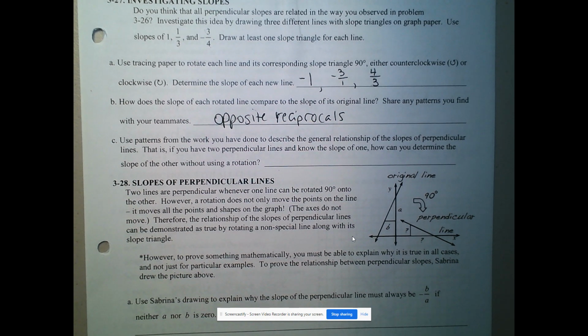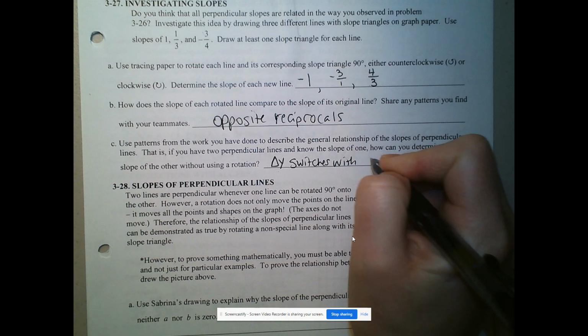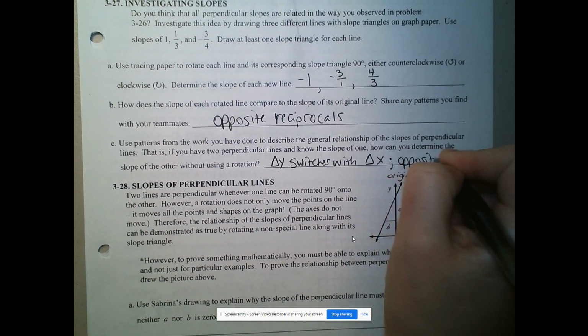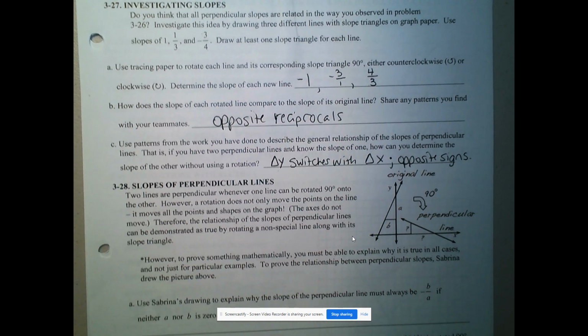Use patterns from the work you've done to describe the general relationship of the slopes. It is a little redundant. The answer to this one is still opposite reciprocals. You can say that the change in y switches with the change in x, opposite signs. It still means opposite reciprocals.